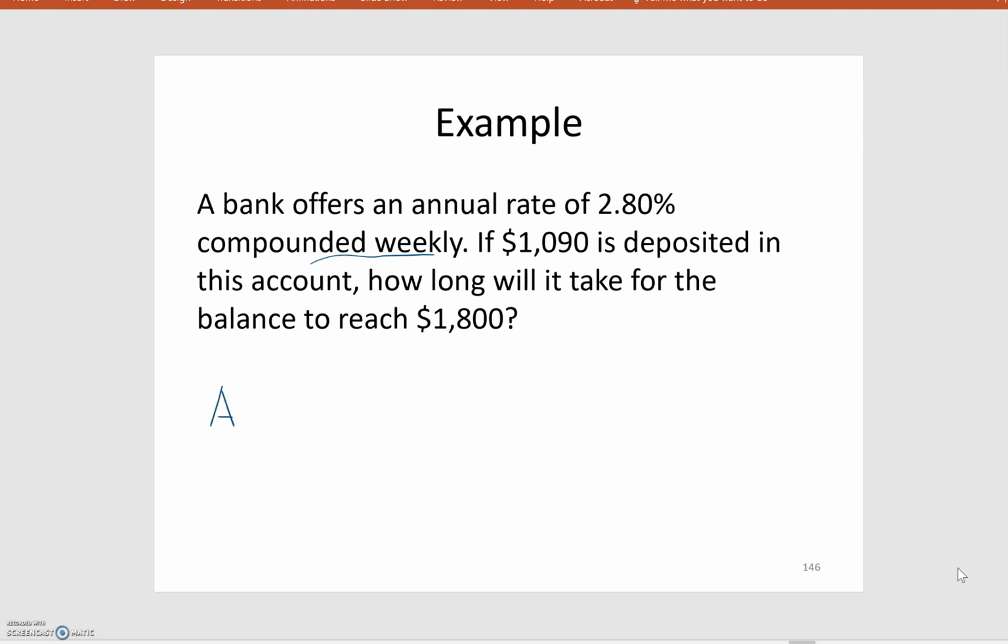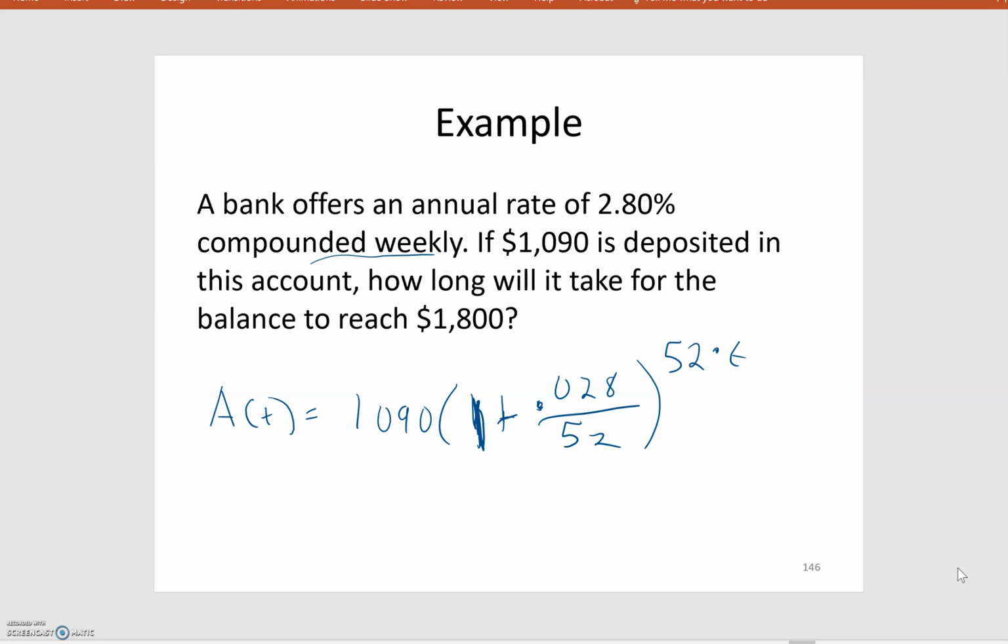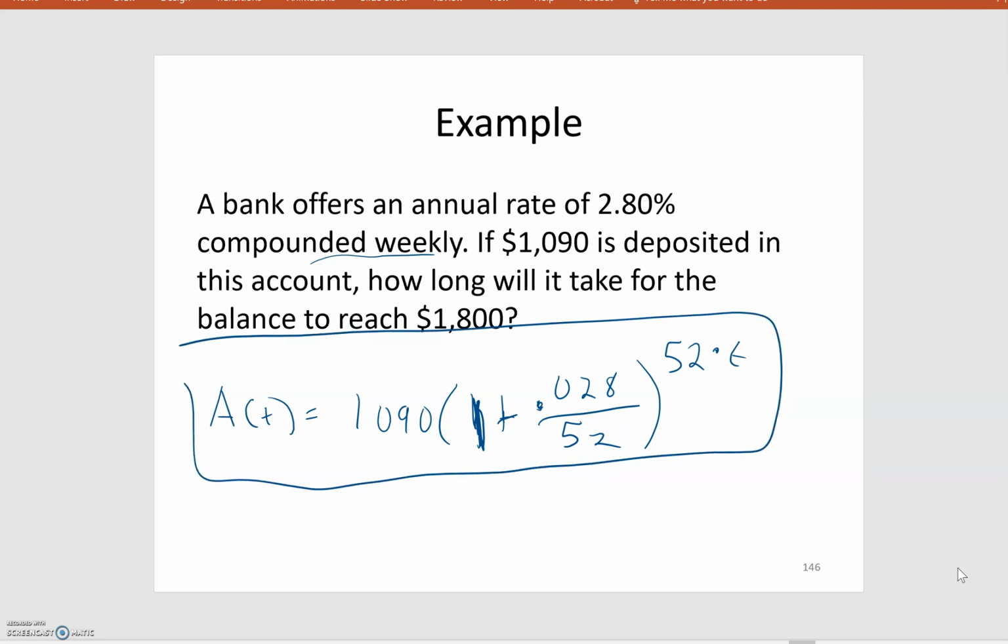So my exponential model for compounded growth is initial value times (1 plus 0.028 over 52). I'm making that 1 big so you don't accidentally put it in the fraction. And this is raised to 52 times t. So that will be my model. I want to get to $1,800, and so y2 will be 1,800. And this is going to be a calc-intersect question.